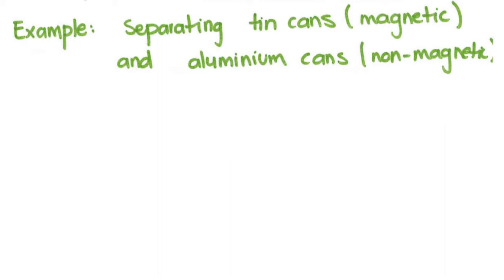The book also talks about another example about separating tin cans, which are magnetic because they contain iron, and aluminum cans, which are not magnetic. I also see here that this should be a closed bracket here. Okay, for your notes. Fantastic.